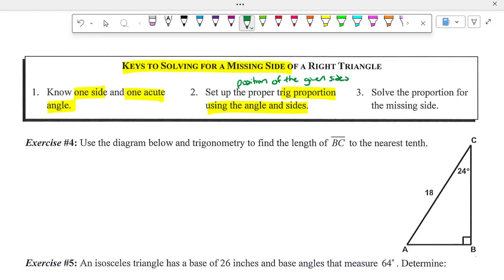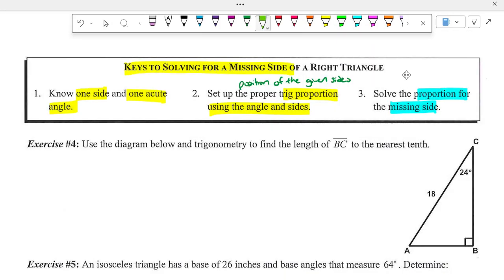So for example, if they gave us the adjacent and we need to find the hypotenuse, we use cosine. If they gave us the opposite and we need to find the adjacent, we're using tangent. All right. If they gave us the opposite and we need to find the hypotenuse, we use sine. All right. And then we solve the proportion for the missing side. And again, that's just cross multiplying.